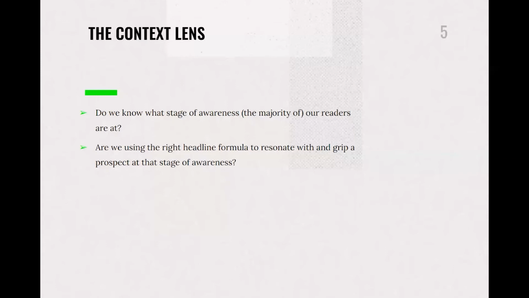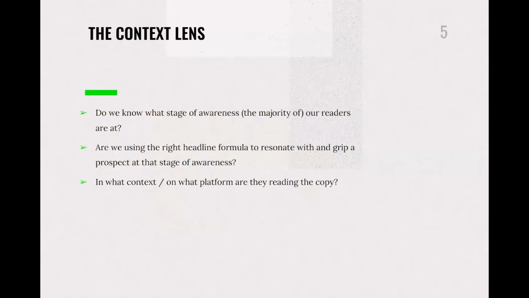You need to educate them about the problem. You need to tap into the stage of awareness that they're currently at. And as I said, if you're part of our academy, we do dig into different headline formulas that have been built based on the stage of awareness of your prospect.